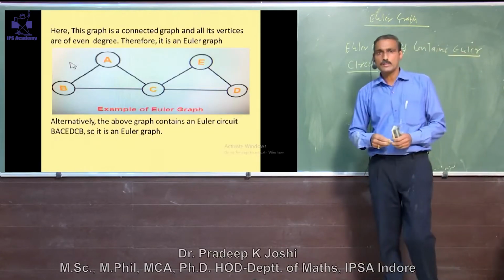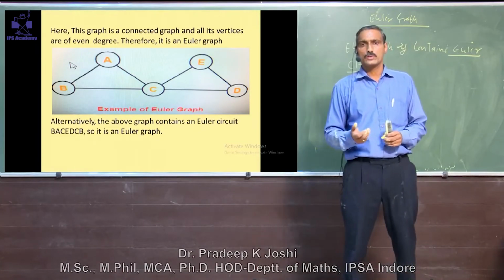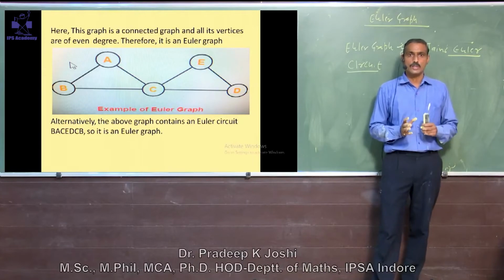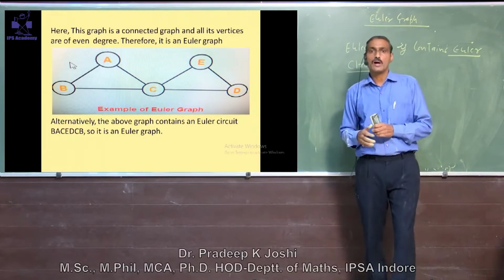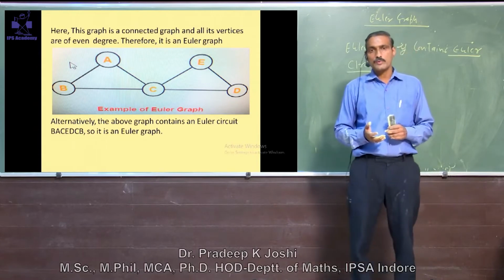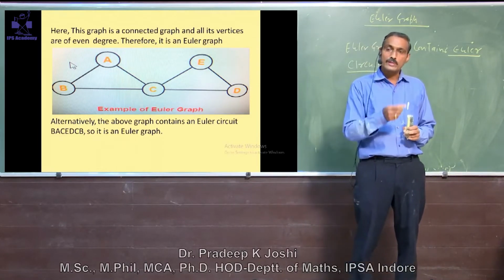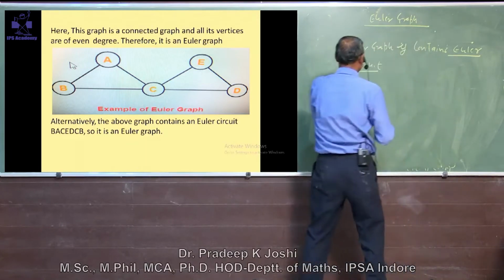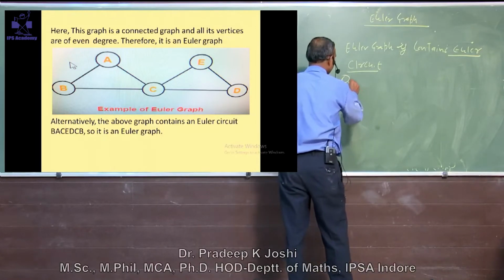This is the example here. Here is a connected graph, and all vertices are of even degree. Therefore, it is an Euler graph. This definition is practical: if the graph is connected and has all vertices of even degree, then the graph is an Euler graph. But conceptually, when we have to find the Euler circuit, what is the Euler circuit here? So this is the example of a graph. There are 3 examples here. Let us just consider an example here.